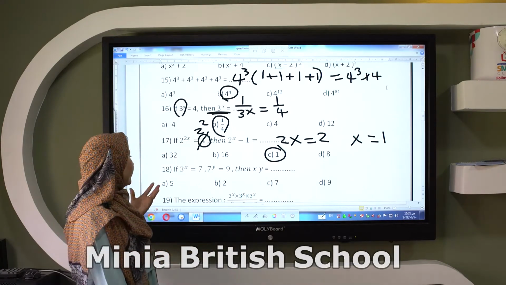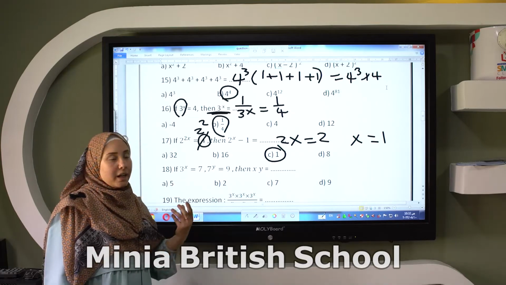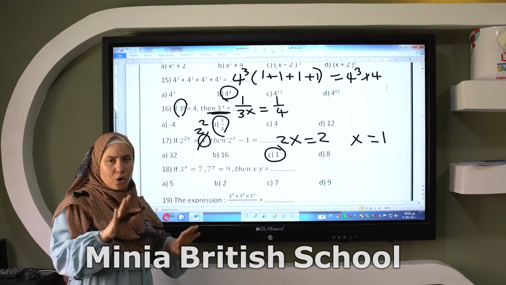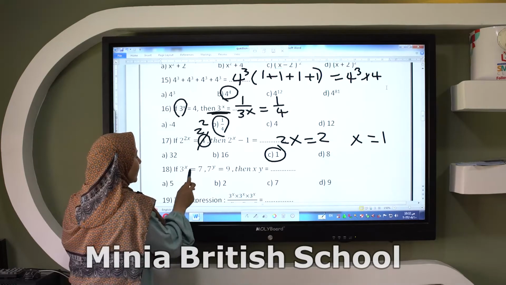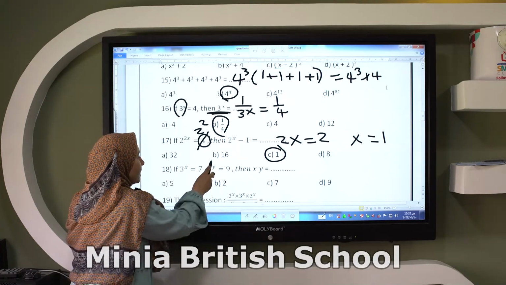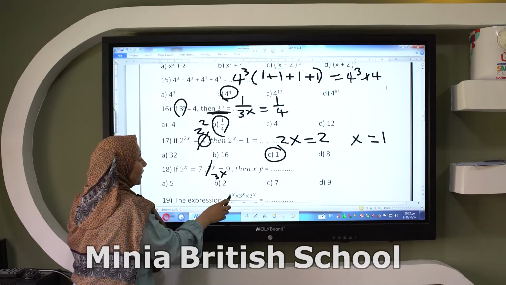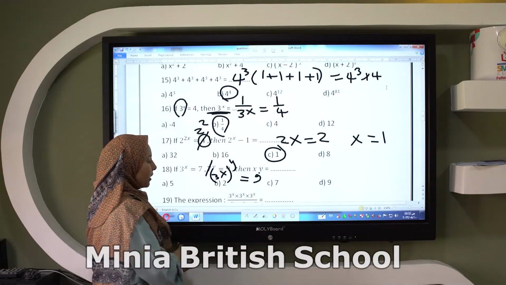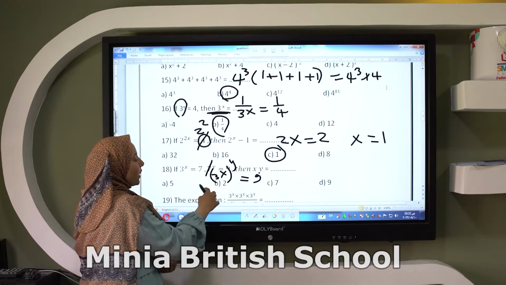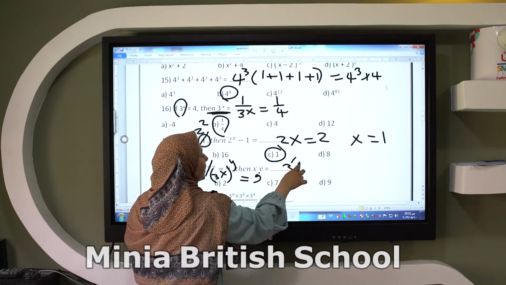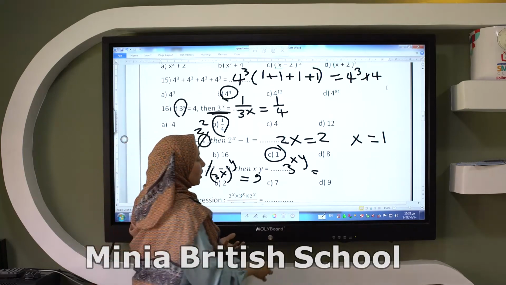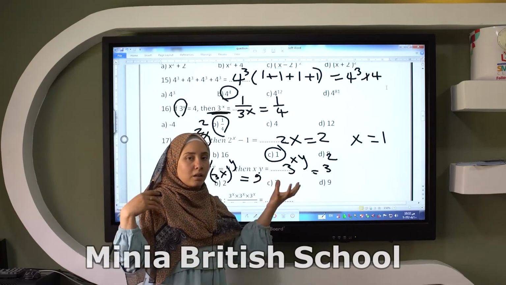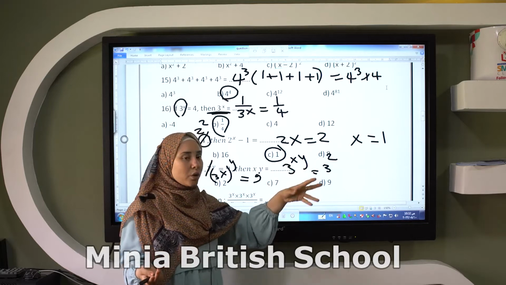Number 18: if 3 power x equals 7 and 7 power y equals 9, then the value of xy equals what? Okay, only substitute the value of 7 here. 7 equals 3 power x. You can write 3 power x, all of them raised to power y, equals 9. Now 3 power x, all raised to power y, equals 3 power xy equals 9. You can write 9 as 3 power 2. The bases here are equal, then the powers are also equal, so xy equals 2, okay?